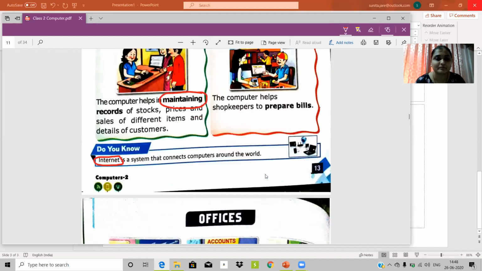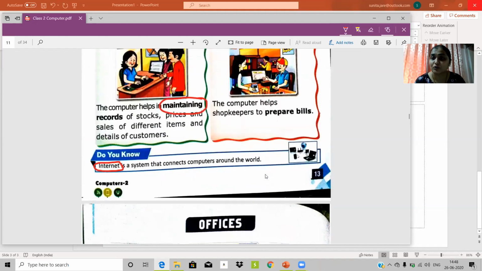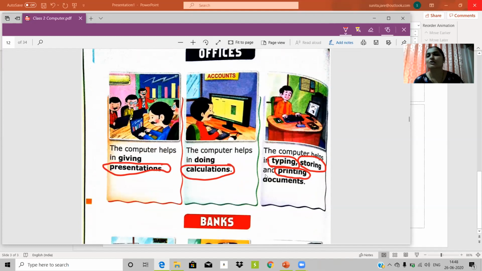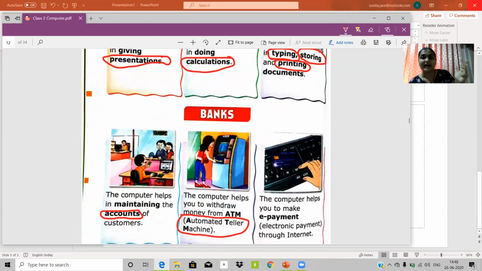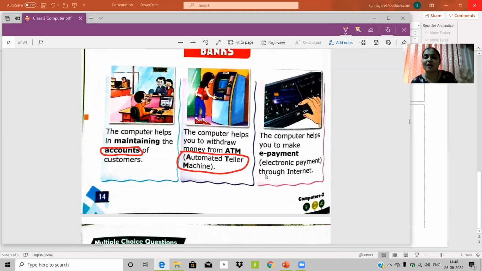Okay, so today we have seen the use of computer in offices to give presentations, to do calculations, typing, storing, and printing documents. And banks, we have seen banks. So to maintain accounts of whose accounts? Customers. To maintain the accounts of customers.